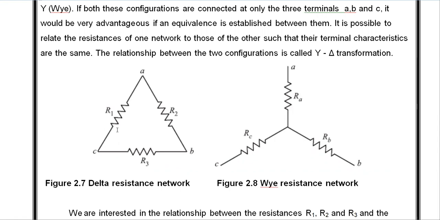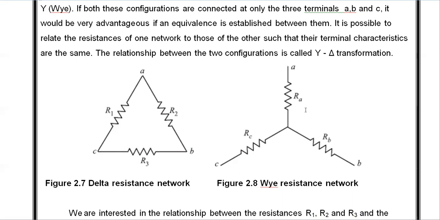Which one is the delta network? This one. You see here, this is the nodes A, B, C, and in between A and B one resistance is connected, in between A and C one resistance, and in between B and C one resistance is connected. So the shape of these three resistances is like a del, del shape. That's why this type of network is called a delta network.